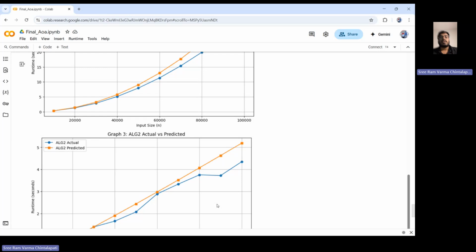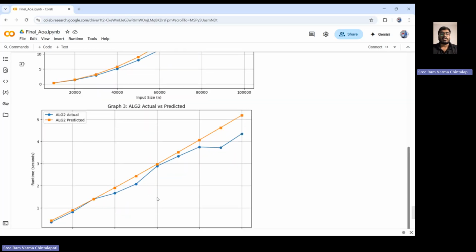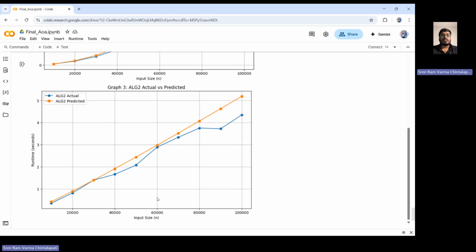In conclusion, we can say that the divide and conquer approach proved to be significantly more scalable and efficient for large data sets, as expected, based on its big O of n log n time complexity. And the experimental results strongly match the theoretical predictions.